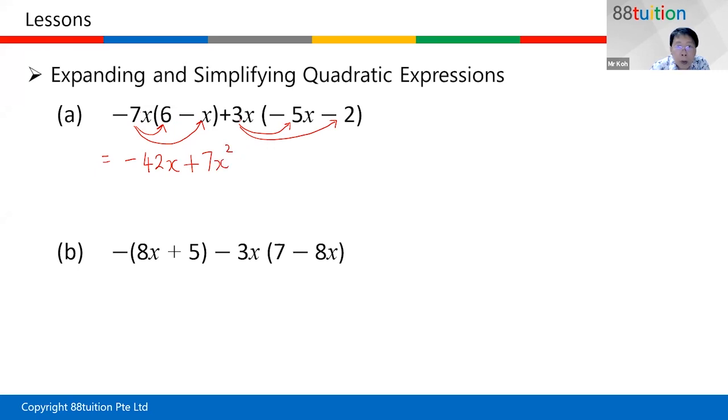So the next one, we're going to do 3x times minus 5x, you get minus 15x squared. And then next one, plus 3x times minus 2, you get minus 6x. All right, we're going to rearrange. Whatever we can add, 7x squared minus 15x squared, we are going to have minus 8x squared. And then minus 42 minus 6x will be minus 48x. Okay, so that's the answer.